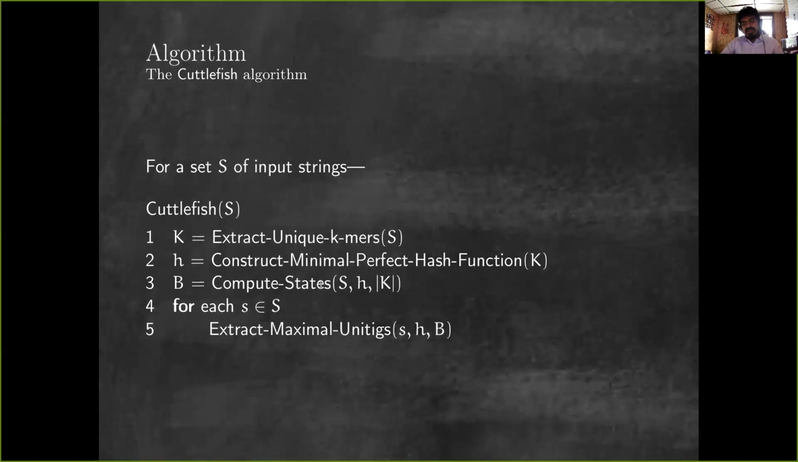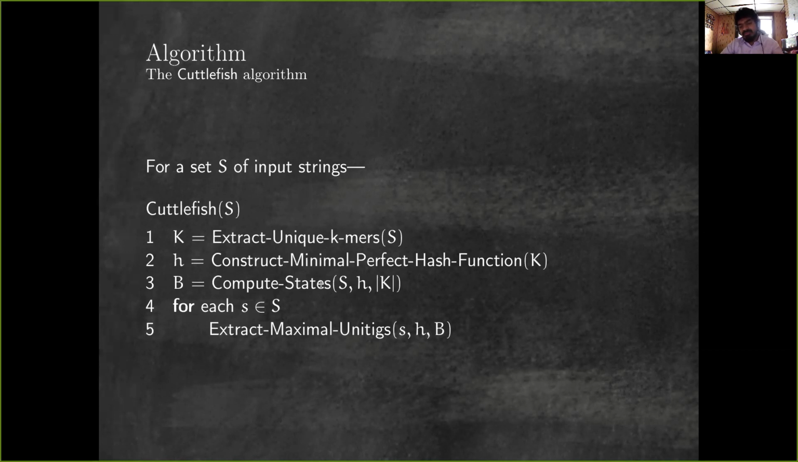So, given a set S of reference sequences, the overall algorithm goes as follows. Firstly, the set K of unique canonical k-mers is extracted using the k-mer counting tool KMC3. Then, a minimum perfect hash function H is constructed over the set of keys K using the BBHash algorithm.